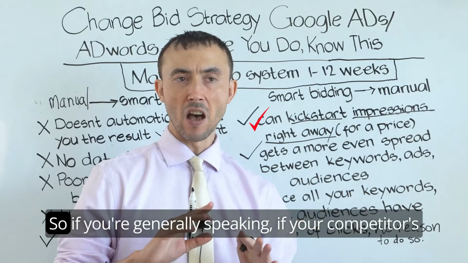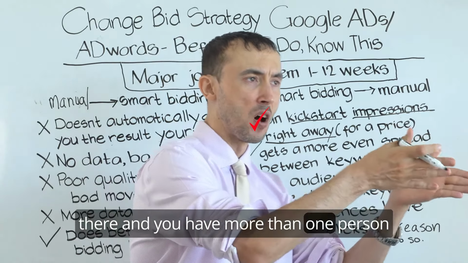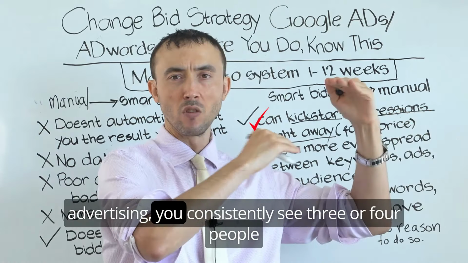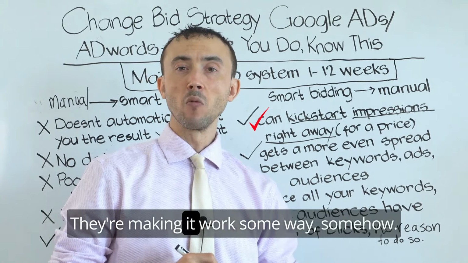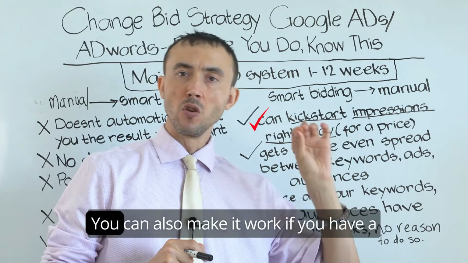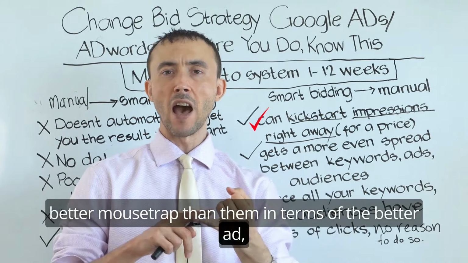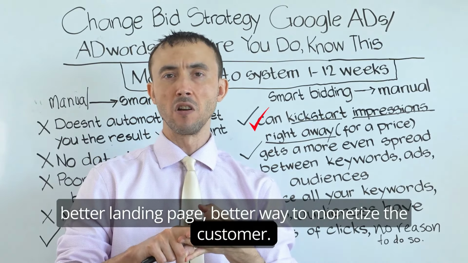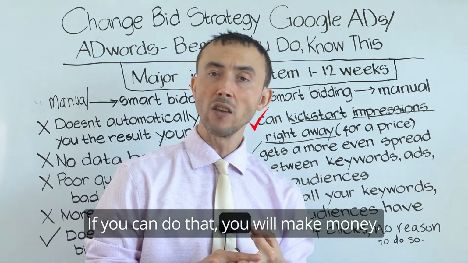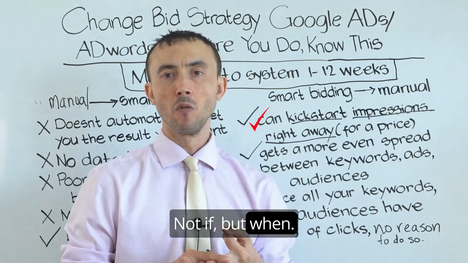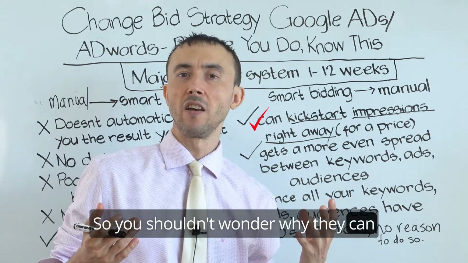Generally speaking, if you have competitors and you consistently see 3 or 4 people advertising at the top of Google, they're making it work some way, somehow. You can also make it work if you have a better mousetrap than them in terms of a better ad, a better landing page, and a better way to monetize the customer. It's just a matter of how much work it takes and how much you have to know to do that. If you can do that, you will make money, not if, but when. So you shouldn't wonder why they can afford to do it.